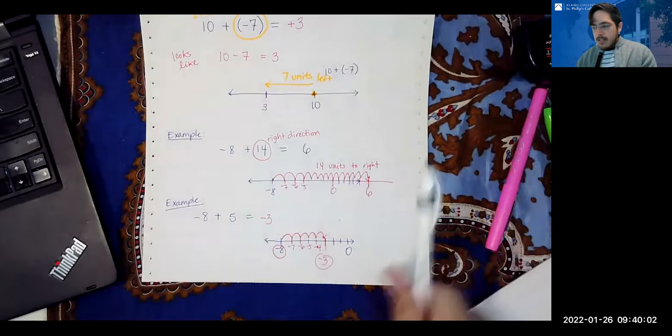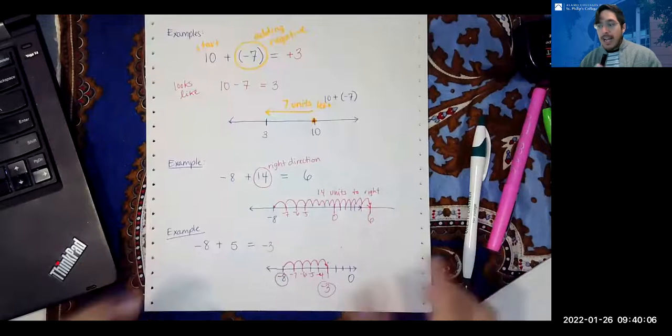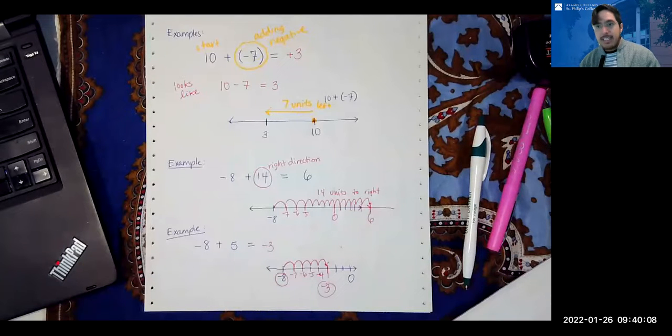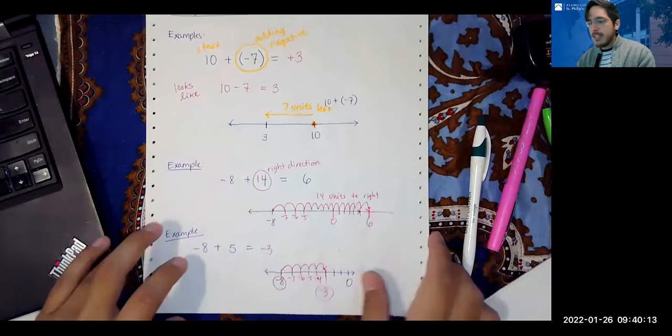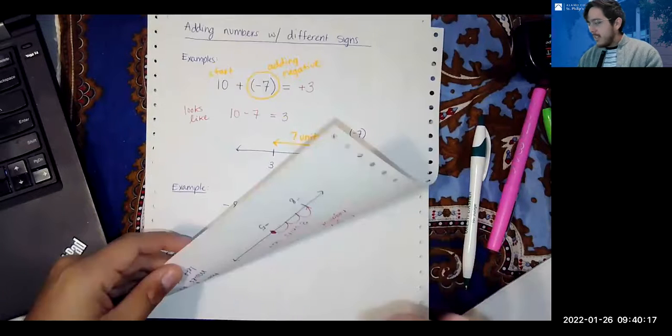Yeah. So there is a quick and dirty trick that you can do when you're adding numbers with different signs. And I think that a lot of people probably do this intuitively, but then they forget what they're supposed to do with the sign afterwards. So let me give you that trick.